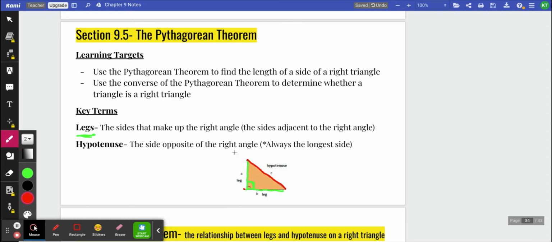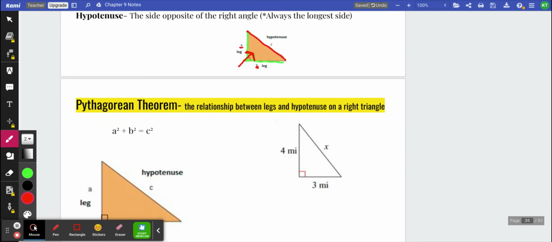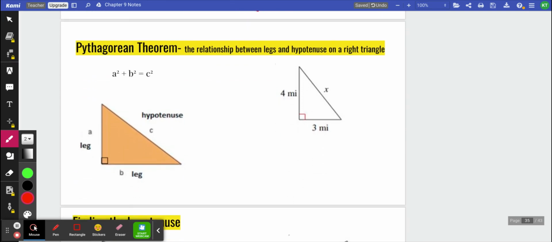So an easy way to identify the hypotenuse is if you draw this right angle and then you make it an arrow, it points to the hypotenuse. The other two we call legs. They're not always the same length. They could be, but not always. We just call them both legs and identify one of them with a variable a, the other b. The hypotenuse we use as c, and you'll see why that's important when we look at the Pythagorean theorem. The Pythagorean theorem gives me the relationship between the legs and the hypotenuse on a right triangle.